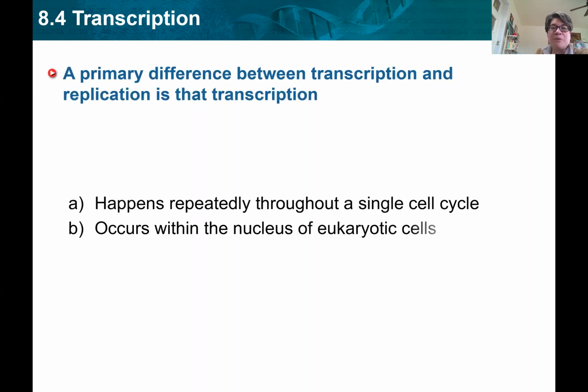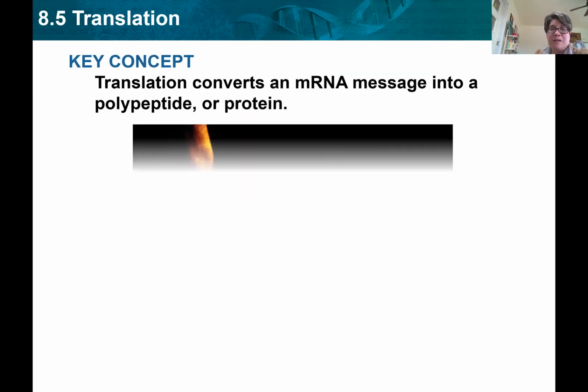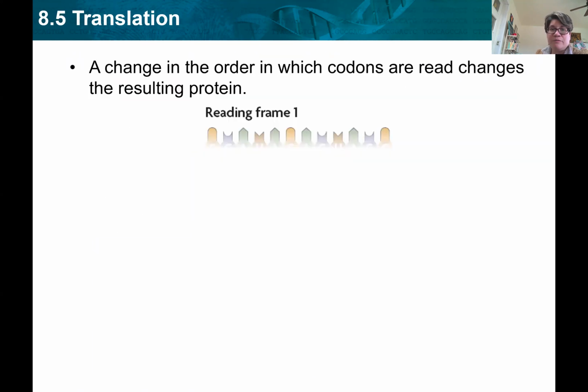And then the primary difference between transcription and replication is that transcription does what? This is a good question. That is A. Transcription happens a bunch of times. Replication only needs to happen once because then the cell splits. So transcription, you can transcribe lots of genes over and over and over. Okay, now section 5.